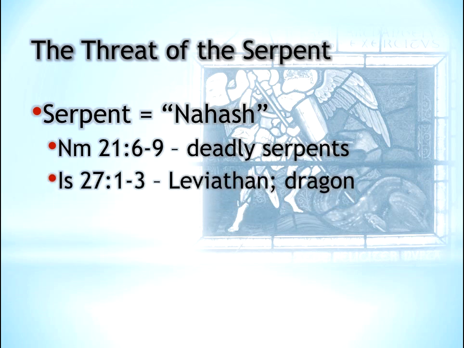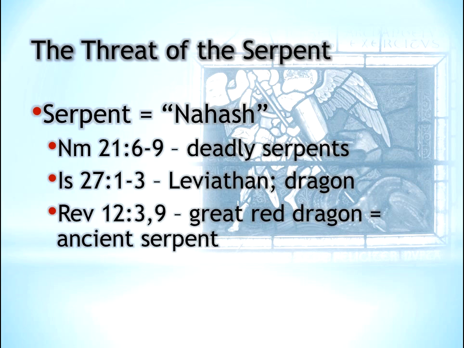In Isaiah 27, the word Nahash is used to describe the great sea Leviathan, the dragon of the sea, which symbolizes Satan. And the book of Revelation also speaks of the ancient serpent, a great red dragon. So the idea is this serpent, this Nahash in the garden, is not something that is unthreatening. It is a deadly and mortal threat to both Adam and Eve.